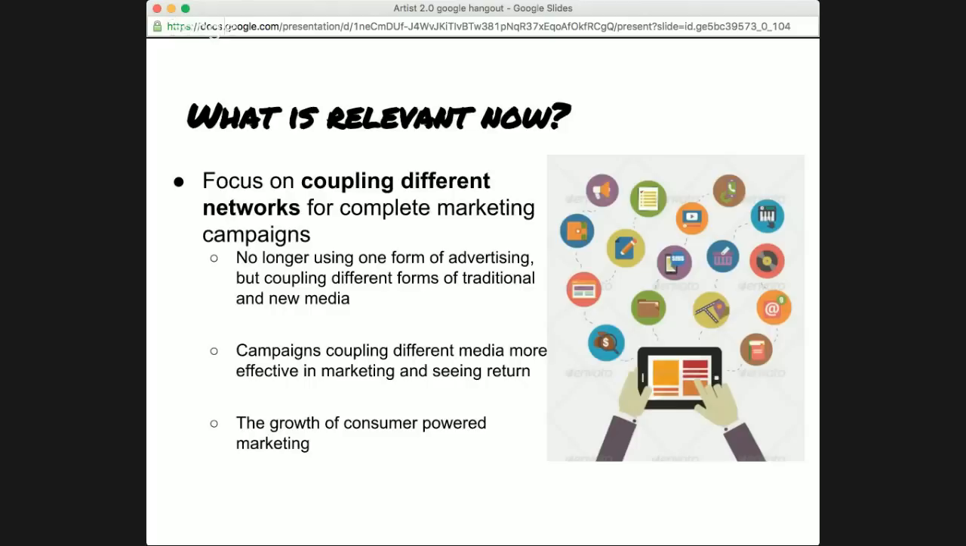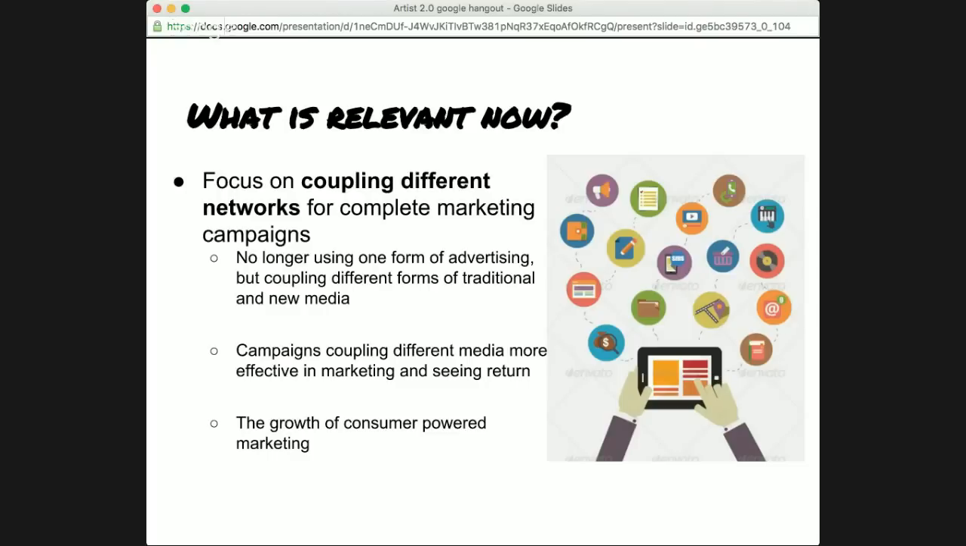Okay, moving on. So, in conclusion, what is relevant now? We need to focus on coupling the different networks. Like I said, using the combination of different social media to market our art. We're no longer using one form of advertising alone. You know, we're using video. We're using Twitter. We're using blogging. And coupling different media together provides a more powerful brand exposure for your art if you are putting it in more than one place.